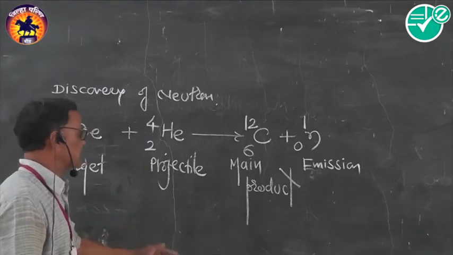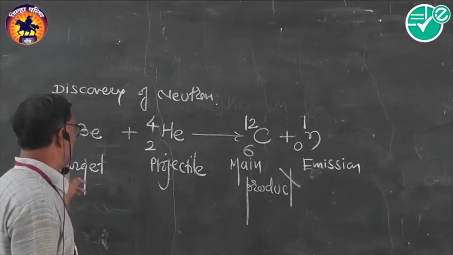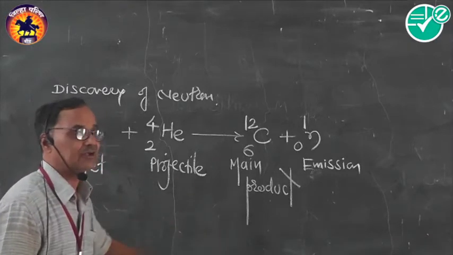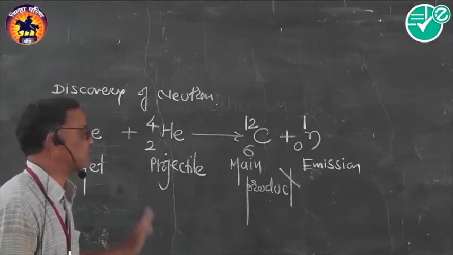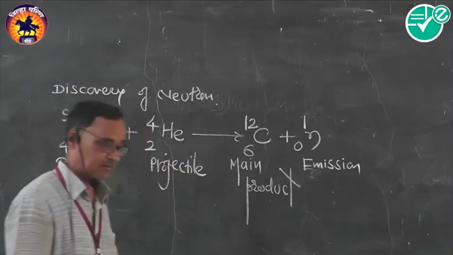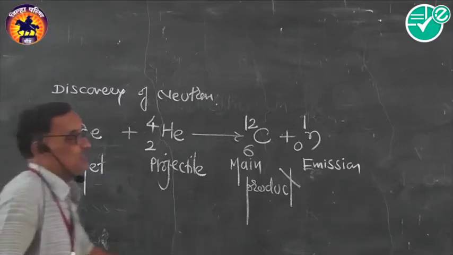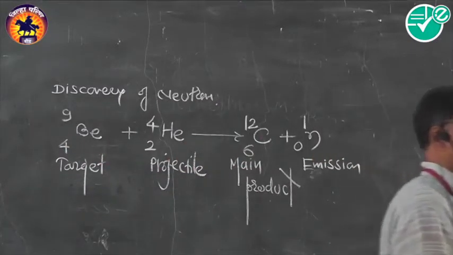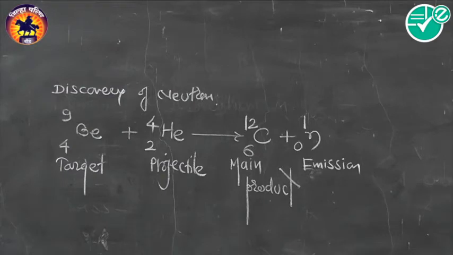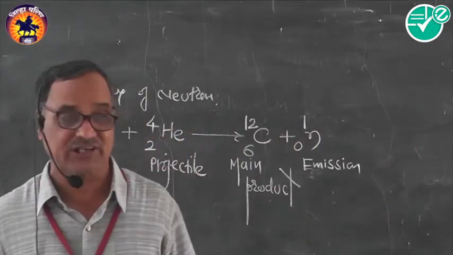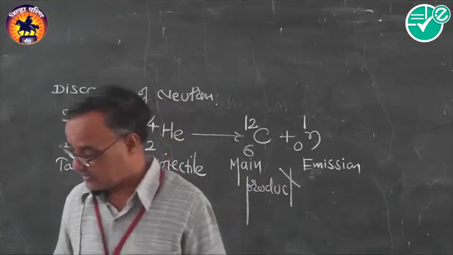The product which is obtained by interaction between projectile and target during artificial transmutation or artificial radioactivity is called main product. And during artificial transmutation or artificial radioactivity process, the particles which are ejected or given out is called emission. So in this way, during artificial radioactivity and artificial transmutation, discovery of neutron takes place.